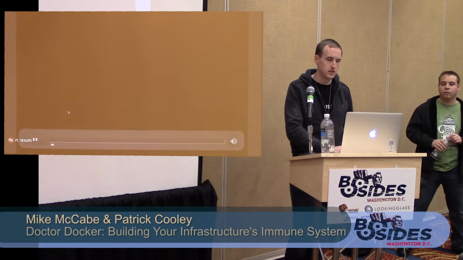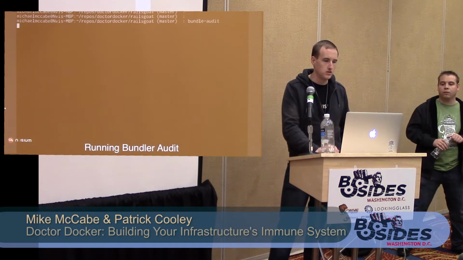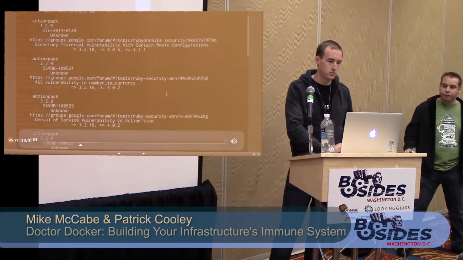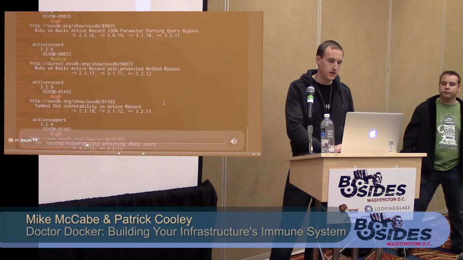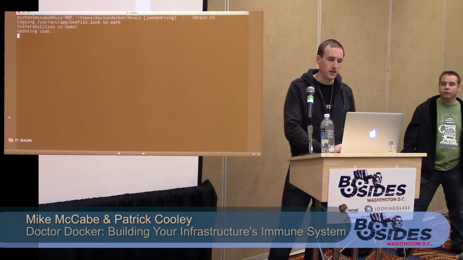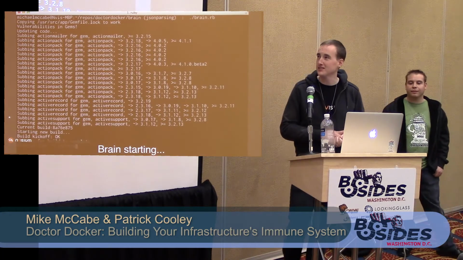What we're going to show is Bundler Audit running first, and this is going to print out all of our vulnerable gems, and you can see there's a bunch of vulnerable gems there. And then we run the brain. Yes, it's written in Ruby. Sorry, I know no real work gets done in Ruby, but I like it.